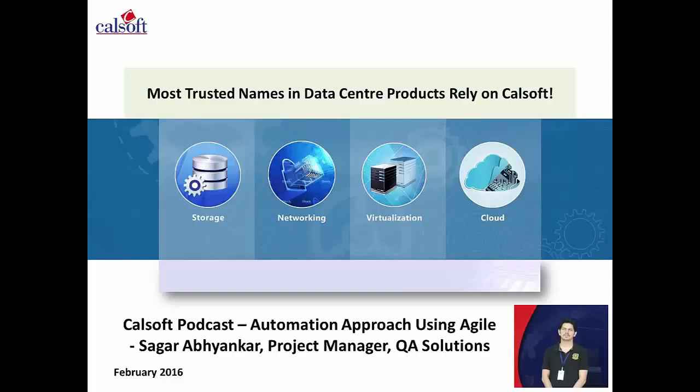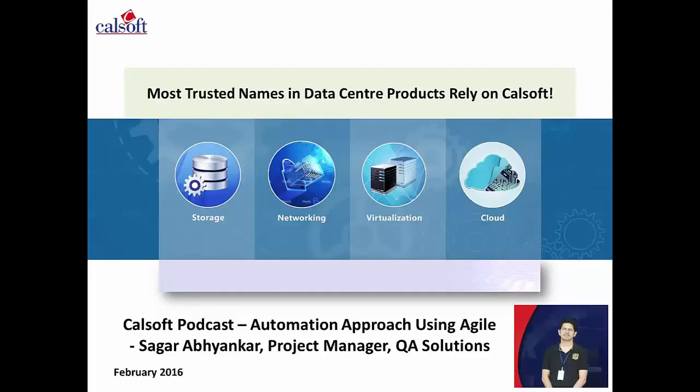So Sagar and I are going to be talking today about an automation approach using Agile. A quick introduction on Sagar. He is a Scrum Alliance certified Scrum Master and a certified manager of software testing from QAI Global Institute. He has over 10 years of experience in testing and delivering world-class products that were developed using the waterfall model and agile methodologies. He's now a project manager here at Calsoft with us, and he focuses on QA solutions.